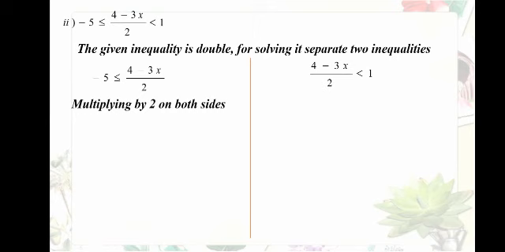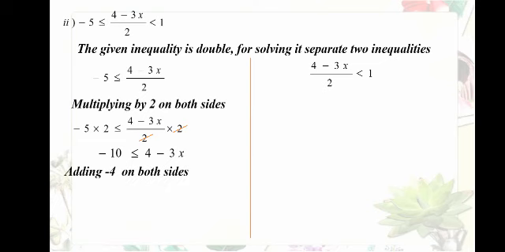Solving the first pair, multiply 2 on both sides, so the equation will become minus 5 multiplied by 2 less than or equal to 4 minus 3x over 2 multiplied by 2. 2 will be cancelled with 2. So the equation will become minus 5 multiplied by 2, which is minus 10, less than or equal to 4 minus 3x. So here 4 is added. When it moves to the other side, it will be subtracted. So we will write adding minus 4 on both sides.